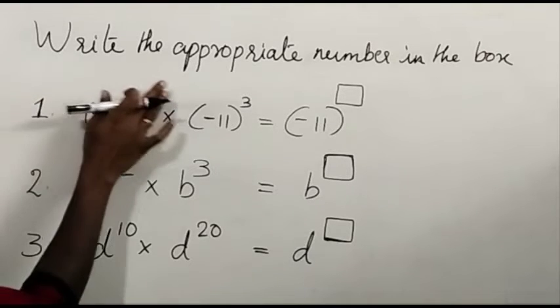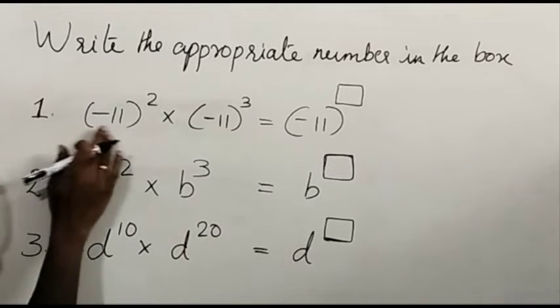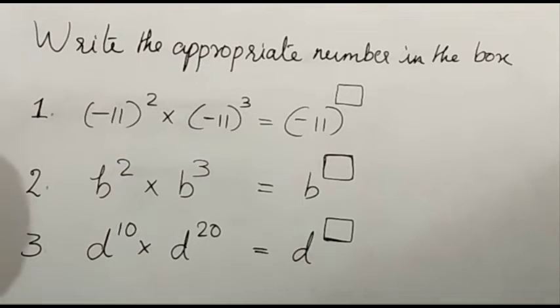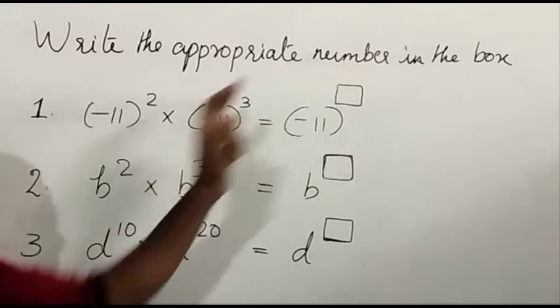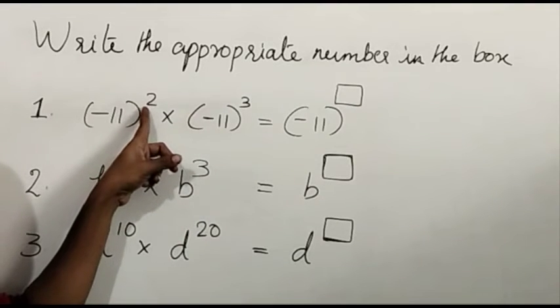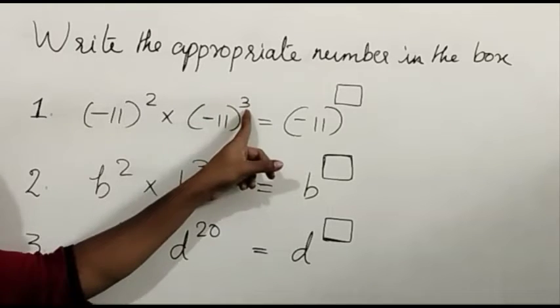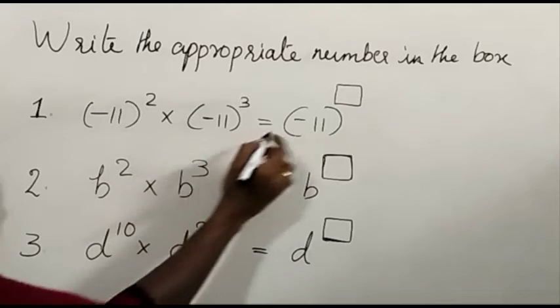Write the appropriate number in the box. First one, minus 11 raised to 2 into minus 11 raised to 3 is equal to minus 11 raised to the blank. We know the powers are 2 and 3, and their sum 2 plus 3 is equal to 5. So the answer is minus 11 raised to 5.